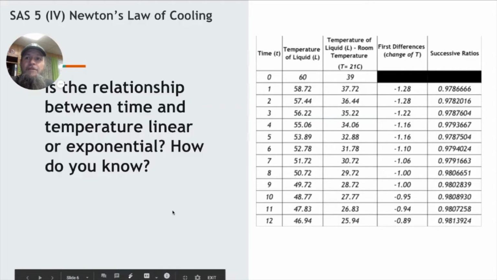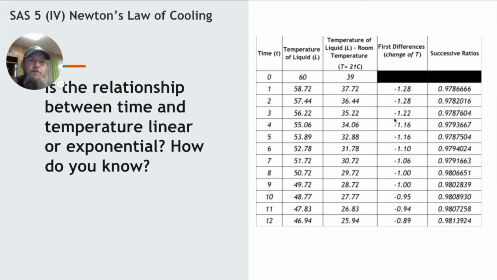So, is the relationship between time and temperature linear or exponential? If it were linear, all of these differences would be common, but they aren't, are they? So if they were all minus 1.28 all the way down, then it would be a line. The temperature would go down in a linear fashion. But because the temperature goes down and the change in temperature changes, we call that something different. It's no longer linear.